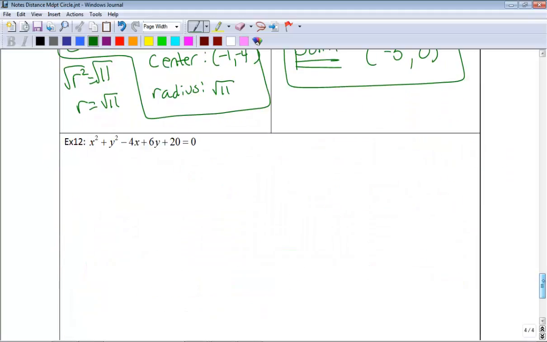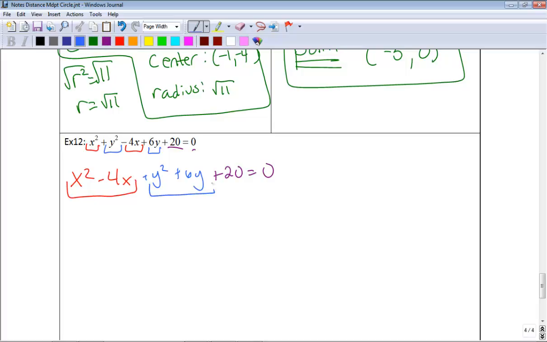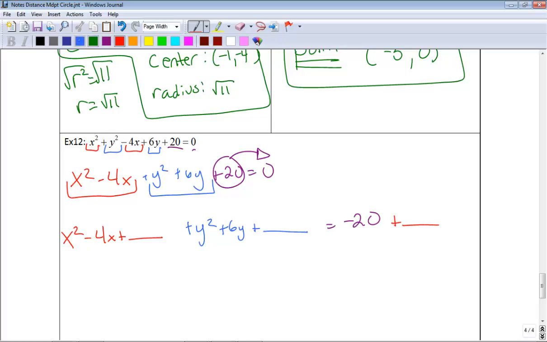Last one, example 12. Same thing. Start by grouping. My x's, x squared minus 4x, group your y's, plus y squared plus 6y, constants, 20 equals 0. I'm going to have to complete the square for my x and complete the square for my y. So I write x squared minus 4x plus blank plus y squared plus 6y plus blank equals, move your constant to the right, negative 20 plus blank plus blank. Again, there's two blanks on your left. You need two blanks on your right.